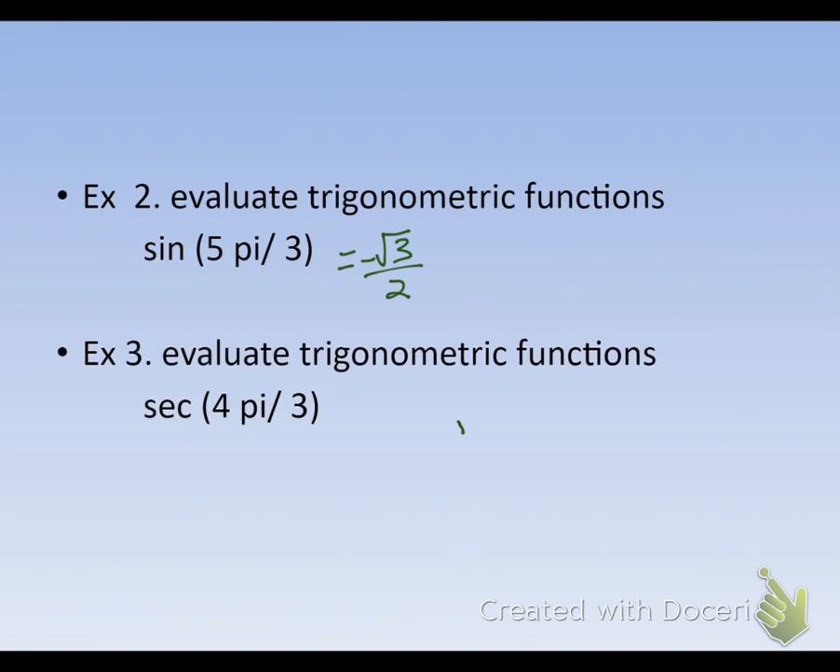And then the next one up, you see we have secant, which is going to be the same as 1 over cosine of 4 pi over 3. And what do we get there? 1 over, thank you, negative 1/2, which gives us negative 2. So this is just making sure that you know how to look at the unit circle and evaluate from there.